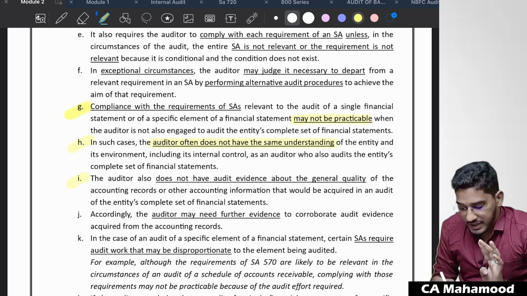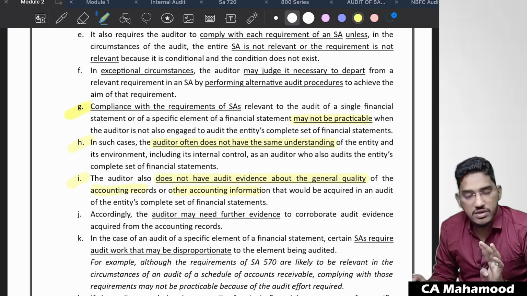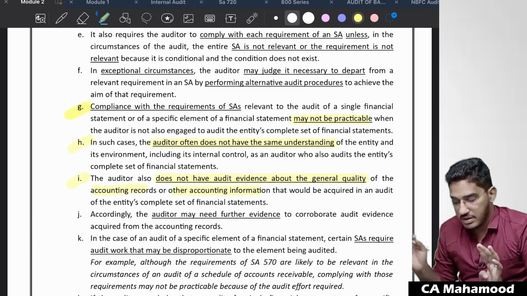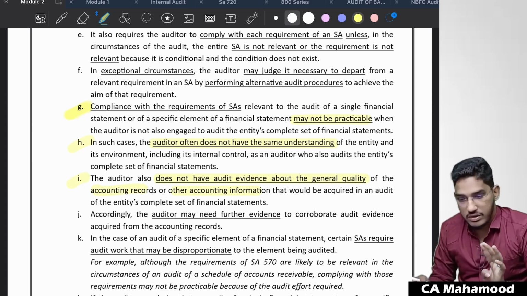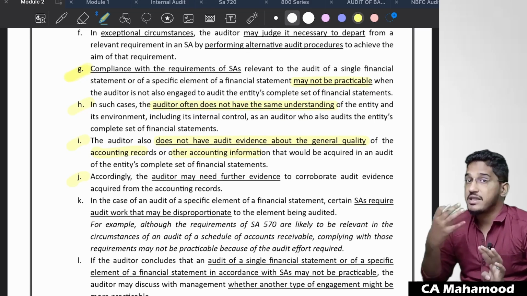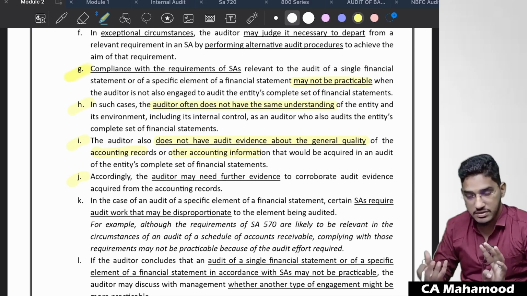Similarly, in such cases, the auditor also does not have sufficient and appropriate audit evidence about the general quality of the accounting records or other information that would be required in the audit of a complete set of financial statements. Sometimes you will not be able to get the complete evidence regarding the quality of the accounting records. Accordingly, the auditor may need further evidence to corroborate audit evidence obtained from the accounting records. You might be required to obtain some extra evidence. You have to go beyond your single financial statement and obtain extra evidence.